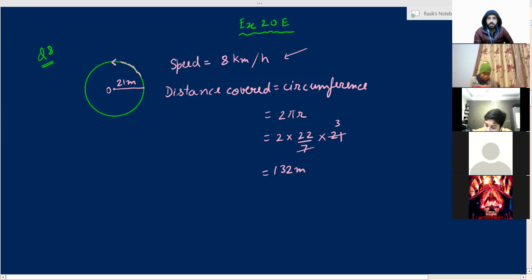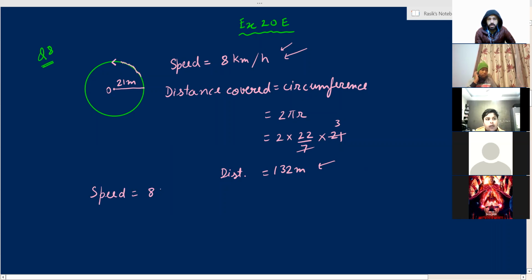But now we will not directly divide to find the time. Just look at the units. What is the unit of speed? Kilometer per hour. It is in kilometers per hour, and the distance is in meters, right? So we should write the same units. So what to do? In this case, we will convert the speed into meter per second.